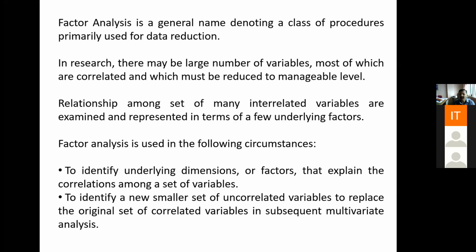So I can use the data extracted with the help of factor analysis in subsequent multivariate analysis. One thing more, I'm here only talking about exploratory factor analysis. I'm not talking about confirmatory factor analysis. Confirmatory factor analysis may be dealt with by some other resource person, and it can be done with the help of structural equation modeling, in SPSS with the help of AMOS. Then we have SmartPLS software to do confirmatory factor analysis.